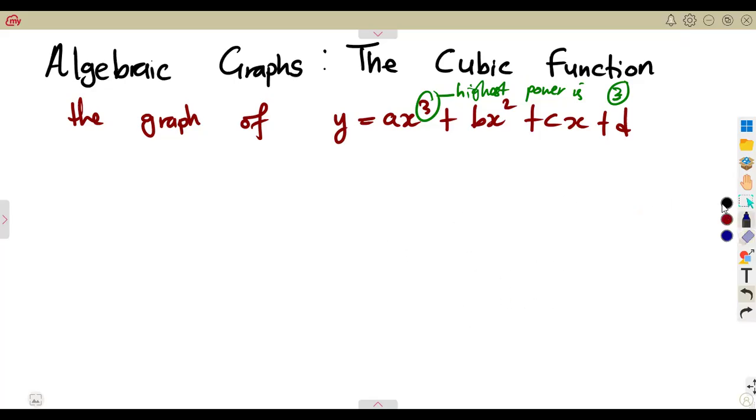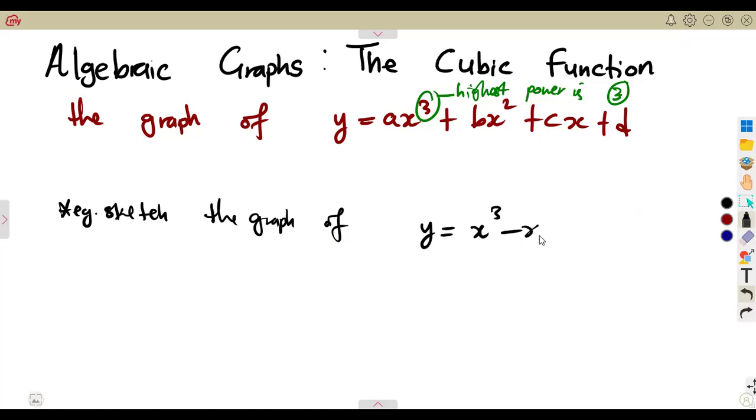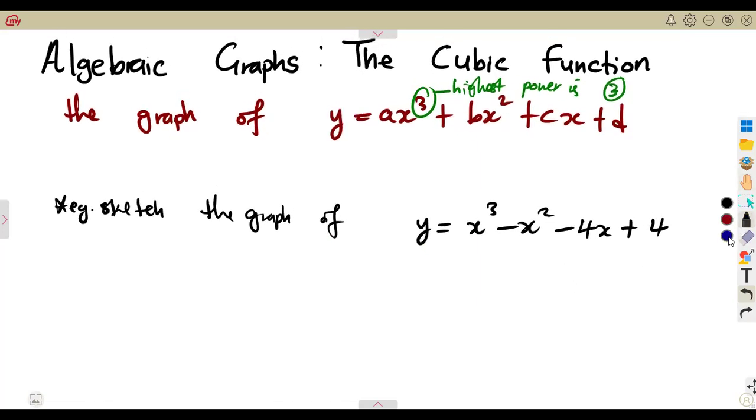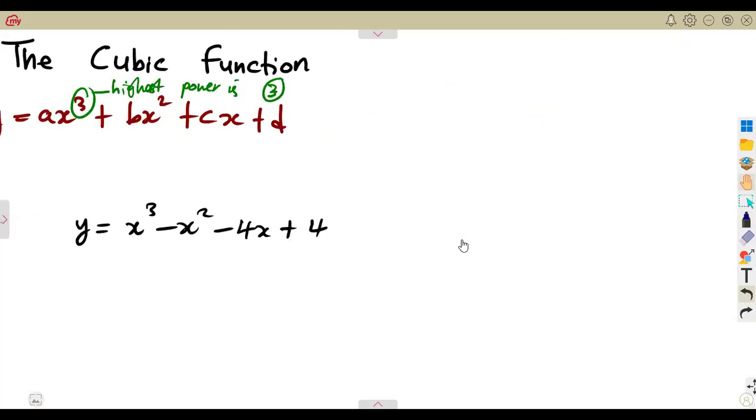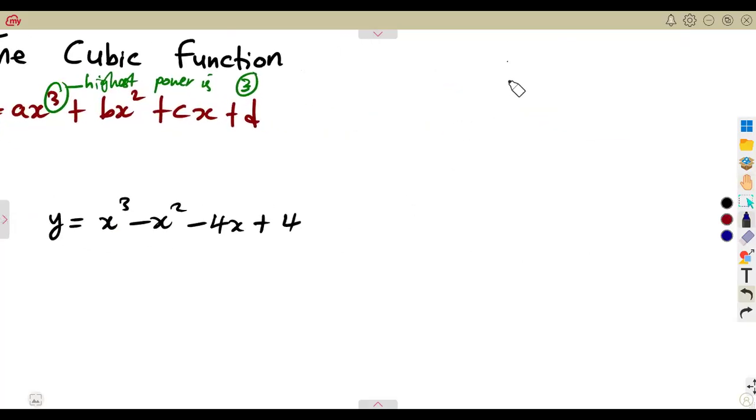So, okay, given the cubic function, let's say we are given an example where we need to sketch the graph of y is equal to x cubed minus x squared minus 4x plus 4. Let's say that's our cubic function. All right. So as you are to sketch, we are going to expect these things before we talk about the sketching. This is what we are going to expect.